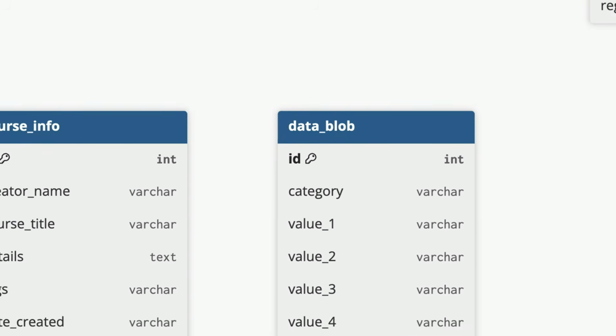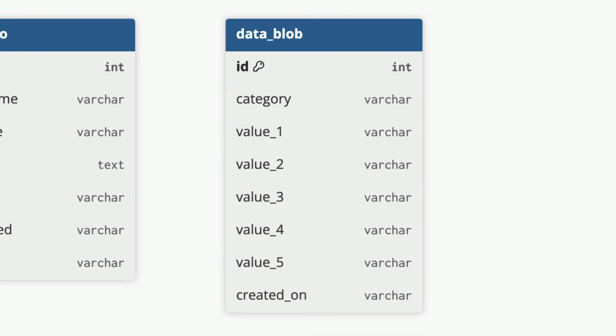Finally, we have the data blob table. This is a mystery table. It could be anything. Without documentation, you and your team will be lost. This is like a strange version of the entity attribute value pattern. It's flexible, but it's hard to maintain.